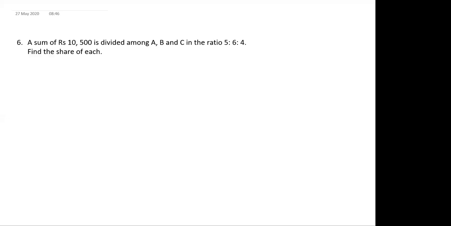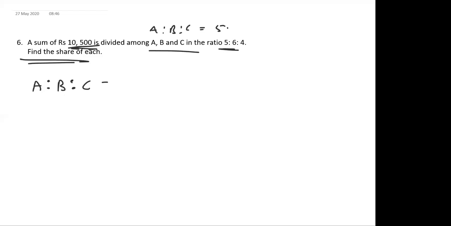Okay, so now let us do question number 6, and this question says a sum of rupees 10,500 is divided among A, B and C, 3 persons, in the ratio 5:6:4. Find the share of each. So beta, first you know that the ratio is given of A, B and C. A ratio B ratio C is 5 ratio 6 ratio 4.